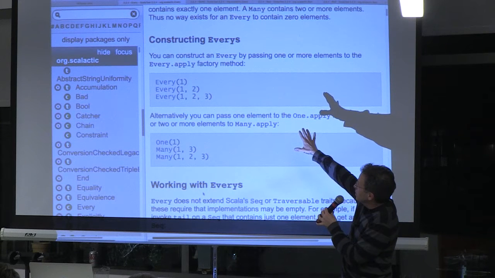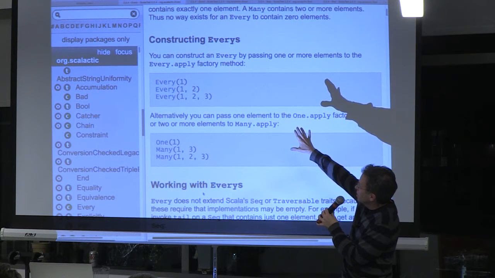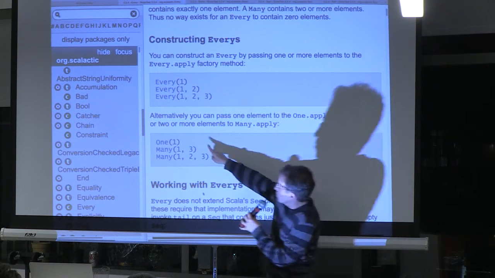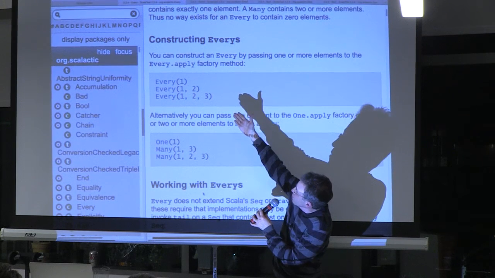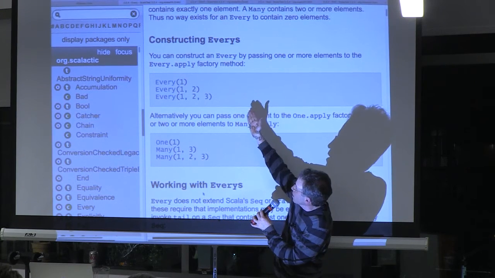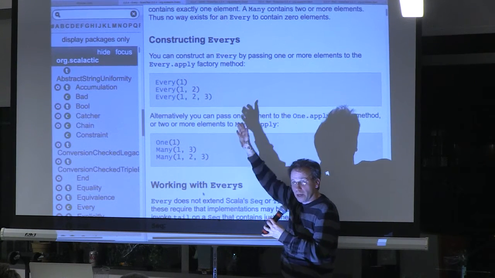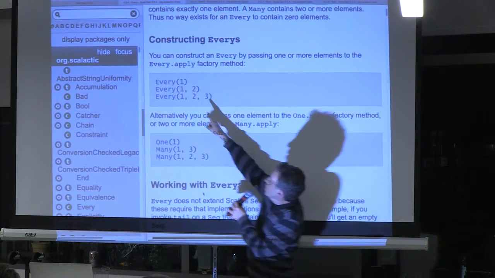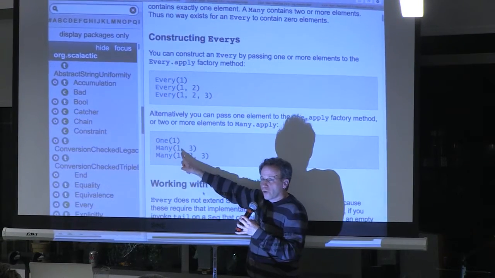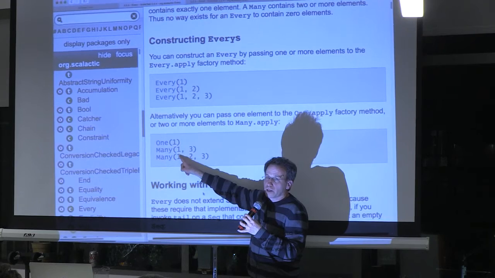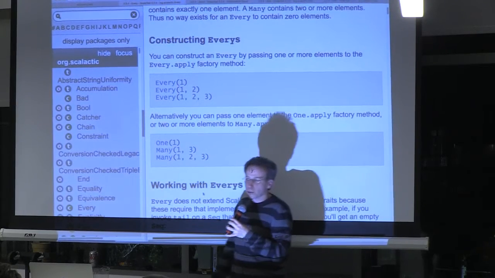It's got two possible subtypes, One or Many. So you can create an Every with 1, 2, or 3 things. You can't make one that's empty. But if you create it with 1, then it's actually an instance of subclass One. If you create it with more than 1, then it's an instance of subclass Many. So that's what the two possibilities are.